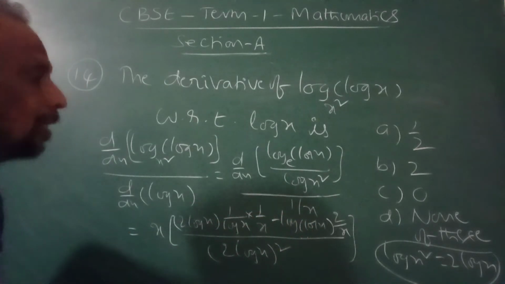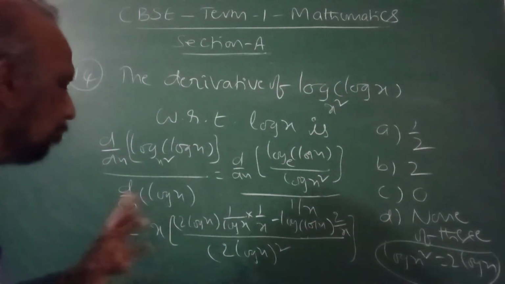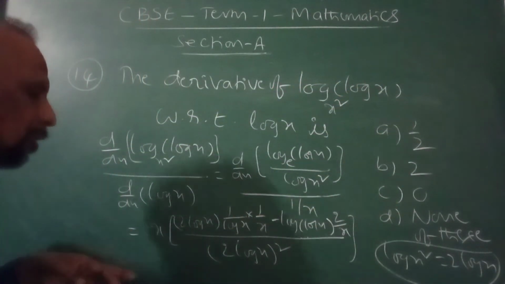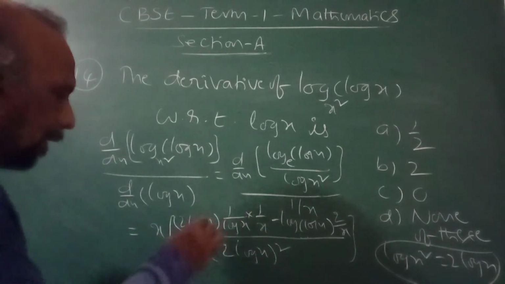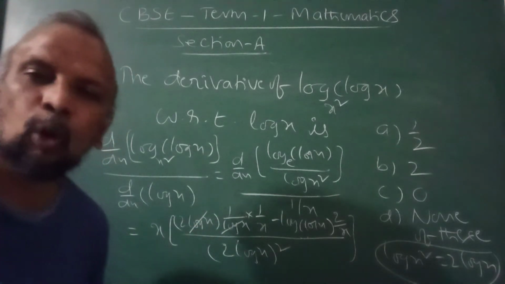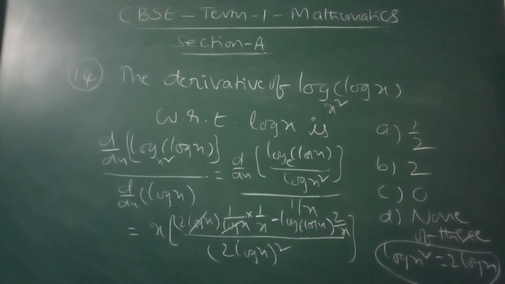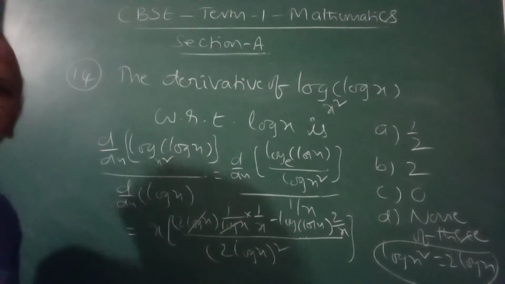There is no way this is connected with a constant number. Always you get some value. I can't eliminate it, only x I can eliminate. You can take 1 by x common, I can eliminate x. I can eliminate log x. But the answer comes in terms of some log x. It won't be constant, right? Understood? It won't be constant.